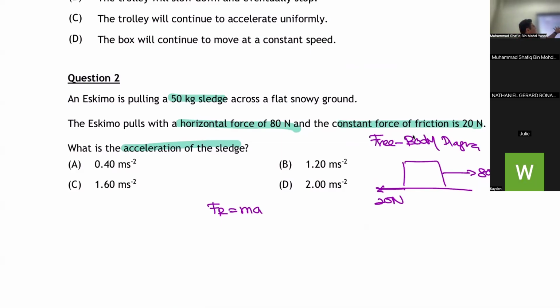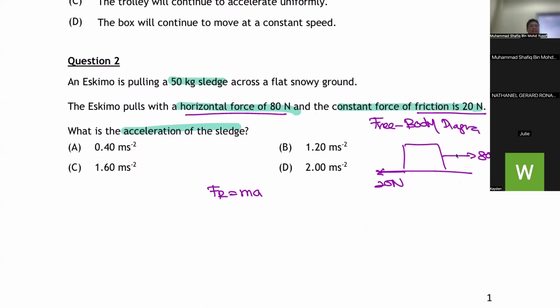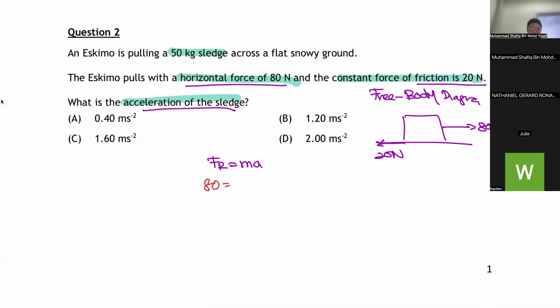As you can see here, they say the Eskimo pulled the sledge with a horizontal force of 80 newtons, and there's a friction of 20. So I drew out 80 towards the right, for example, then 20 friction towards the left on the surface. And then they ask you to find the acceleration of the sledge. Now, one common mistake that a lot of students will make is this. They will tell me, oh, the force is 80, the mass is 50, therefore the acceleration is 80 over 50, which is 1.6 meters per second squared.